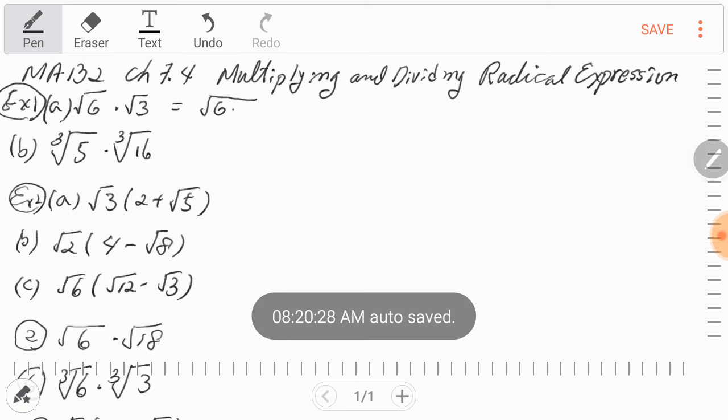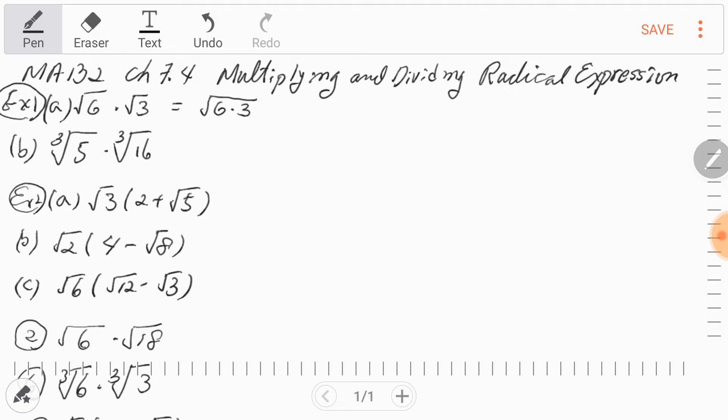So multiply these two numbers, 6 and 3. Then we can simplify inside. Try to make the radicand a square of some factors. So 6 is 2 times 3, and 3 stays there. So this is equal to 2 times 3 squared. From this 3 squared, we can take the 3 out, and 2 stays inside the square root.